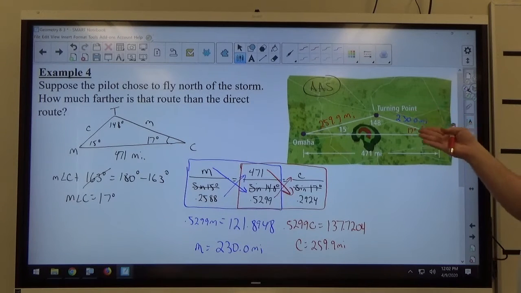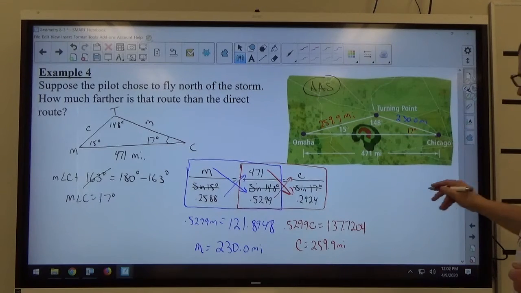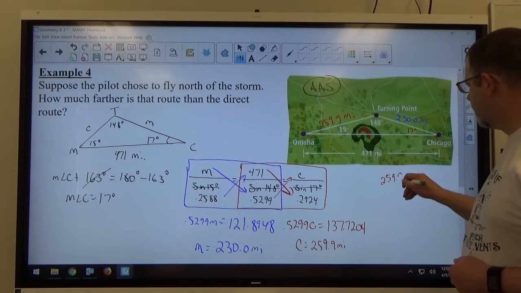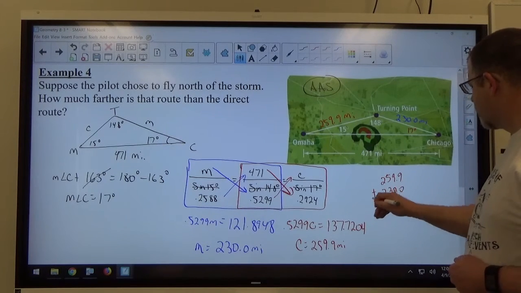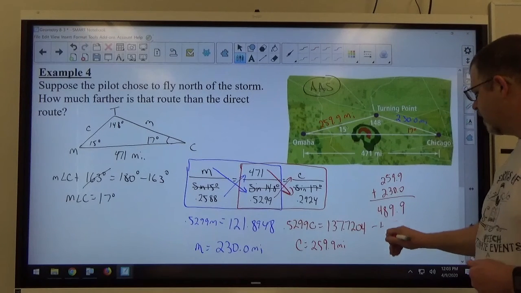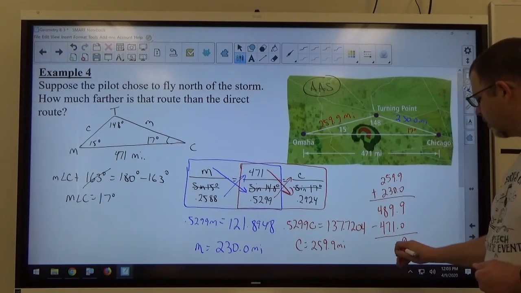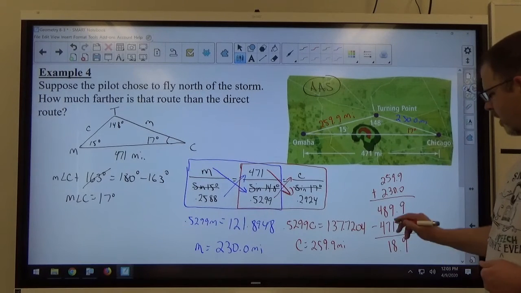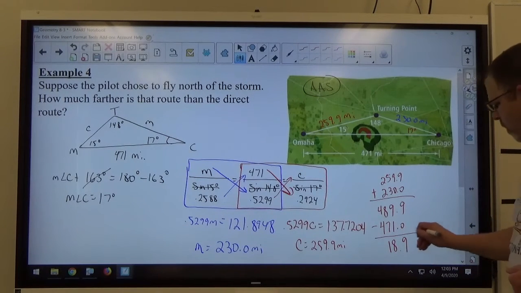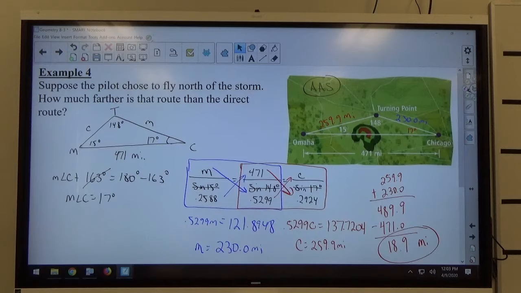And once again, how much farther is that route? So we're looking for the difference in length between this path and that path. So I'm going to go 259.9 plus 230.0. That's 489.9. We subtract the direct route distance. 9, bring the decimal down. 9 minus 1 is 8. 8 minus 7 is 1. It's 18.9 miles longer. So in either case, the pilot misses the storm. This one's almost the same length, it's just slightly longer, but it still makes it safer. So, just something to think about there.